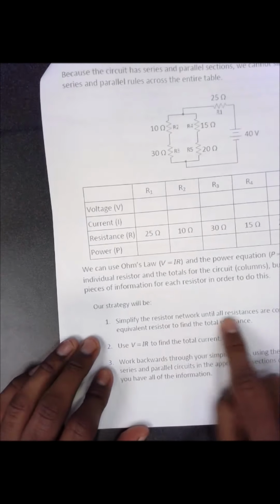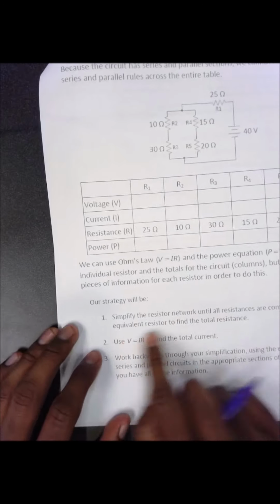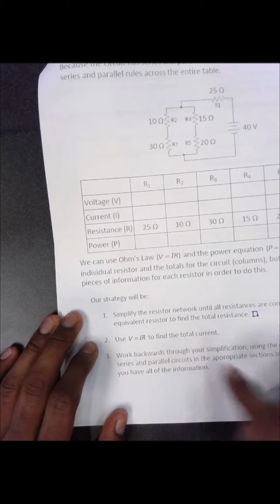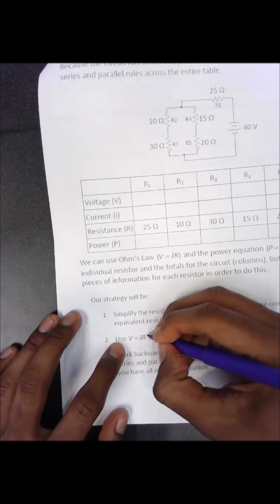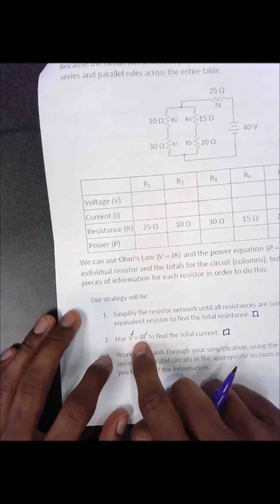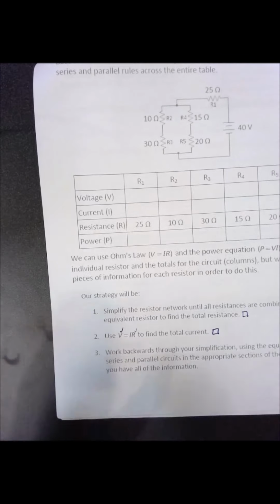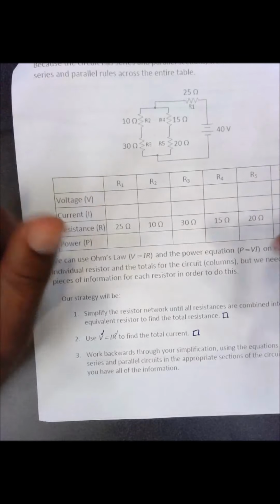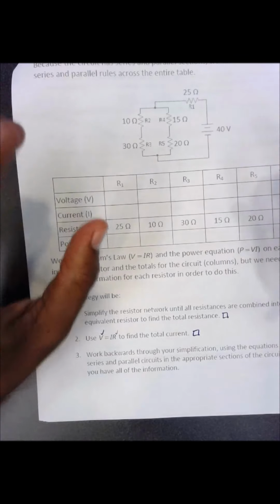Okay. So we're going to simplify the resistor network until all resistances are combined into one equivalent resistor to find the total resistance. Got that. We're then going to use V equals IR to find the total current. Once we've found the equivalent resistance, and we know the total voltage, we'll be able to find I, the total current. Once we find the total current, then it's like a little puzzle. We're going to work backwards and figure out, based off of the total current, using the equations for series and parallel circuits, what we can figure out about each part of the circuit.